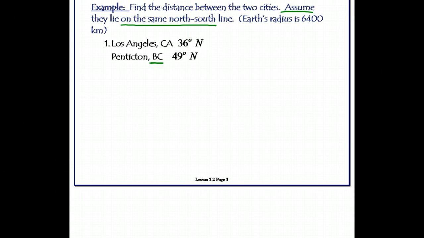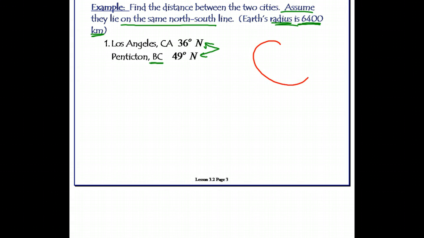And the question is, if I know this angle in between them, it's 36 degrees northern latitude, 49 degrees northern latitude, how far apart are the cities? And look, they give you the radius. So it seems like we have a radius. It seems like we have an angle. Could we get the arc length? All right, let's think about this a little bit.